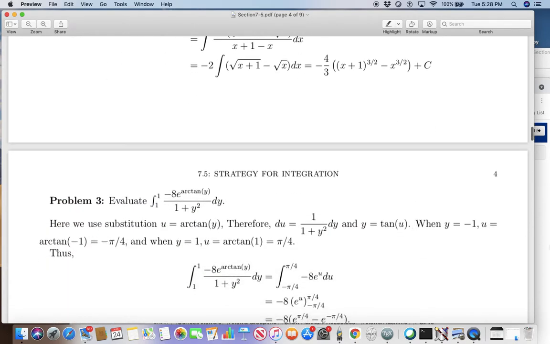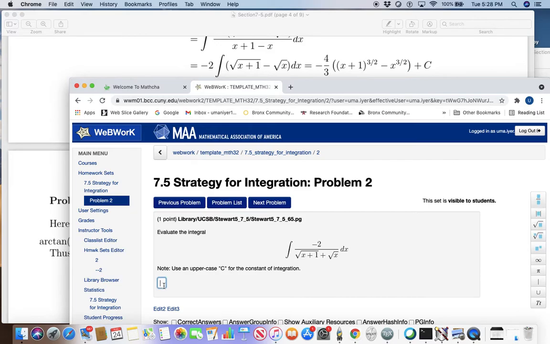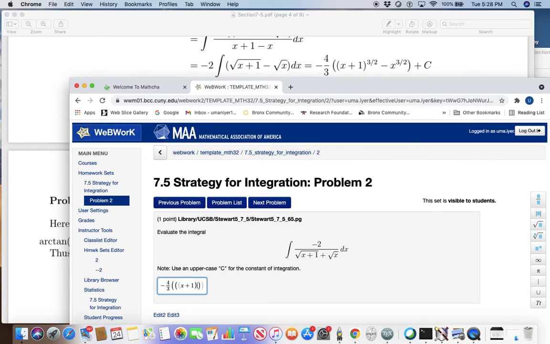So let's substitute. Negative 4/3 times the quantity: (x plus 1) to the power 3 halves minus x to the power 3 halves, plus a constant of integration.